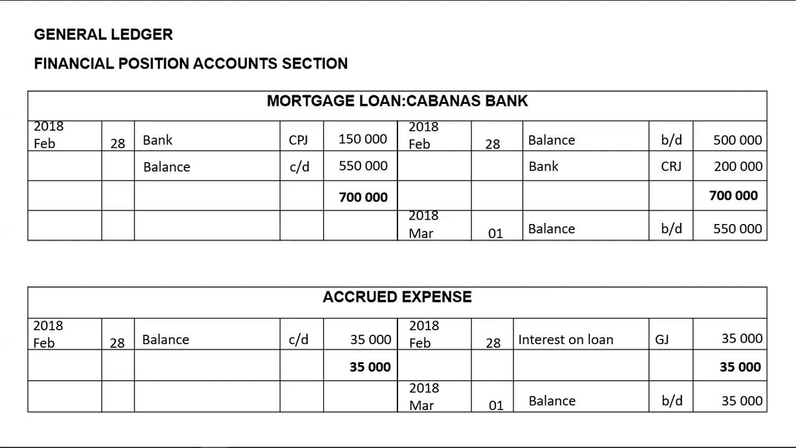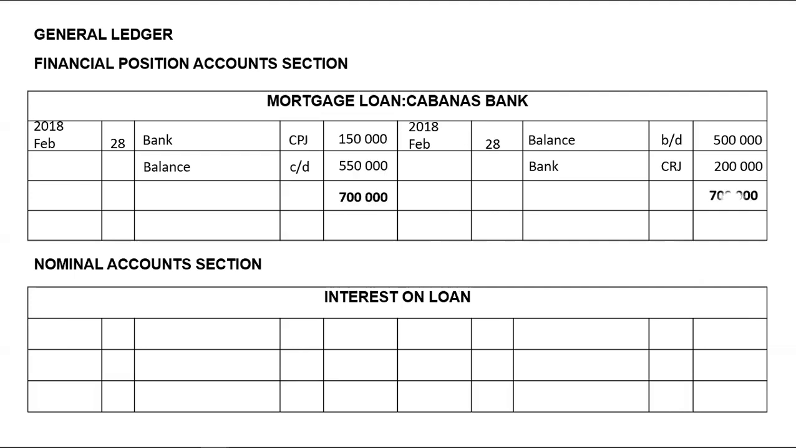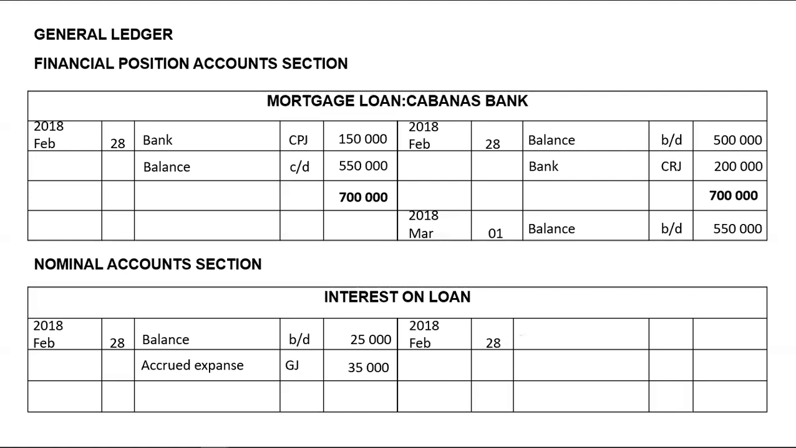Okay. I will simply repeat the same account, but now I'm just going to focus more on doing the interest on loan. Please know that interest on loan that was given to us was 25,000. That interest on loan has been understated by 35,000. So we need to increase it by accrued expense, which is the interest on loan that is outstanding. And that will be 35,000. When you add these two, it will give you 60,000, which is your total interest expense. You would close that against profit or loss.